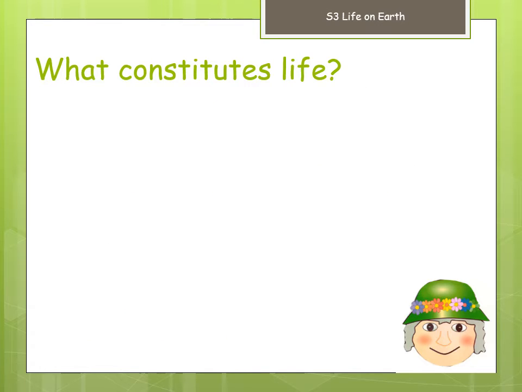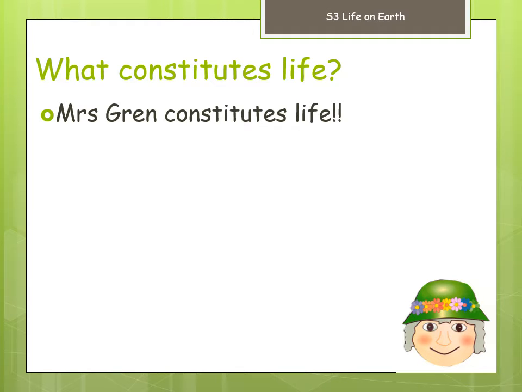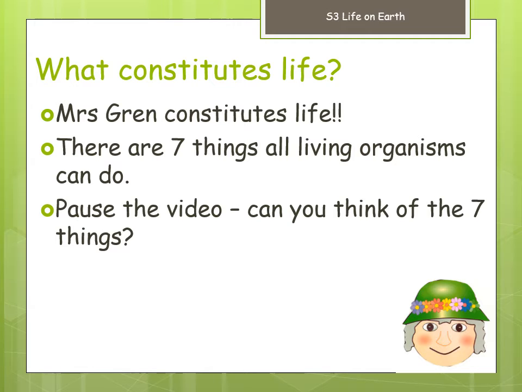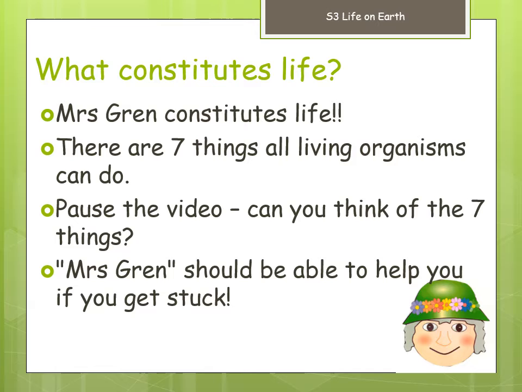So I said that bio means life, biodiversity is the variety of life, but what actually constitutes life? Mrs. Gren constitutes life. What on earth does that mean? There she is in the corner. There are 7 things that all living organisms can do, and Mrs. Gren is an acronym. So every letter of Mrs. Gren relates to one thing that all living organisms can do. So what I'd like you to do is maybe pause the video. Can you think of the 7 things? Now, I'm not asking you to pause it for 20 minutes, just have a quick think about it. And Mrs. Gren, as I said, it's an acronym, might help you if you get stuck. And I'll take you through on the next slide.